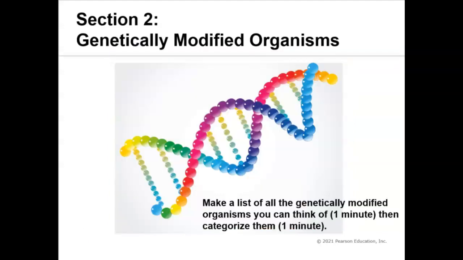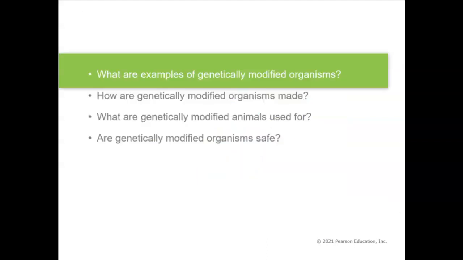So that concludes our agriculture section. The next section of this lecture is going to be talking about genetically modified organisms. So what are some examples of genetically modified organisms?